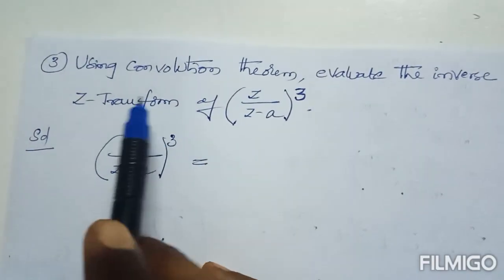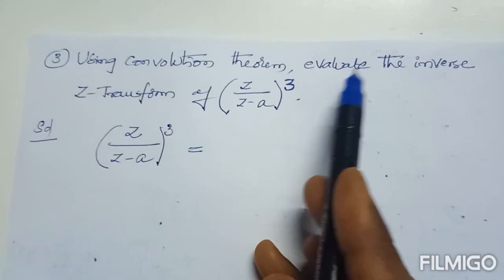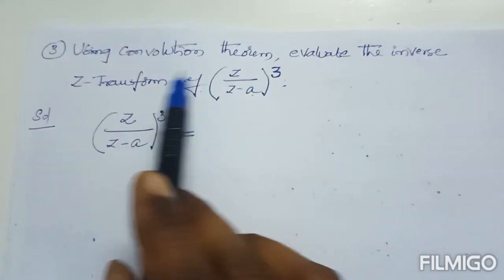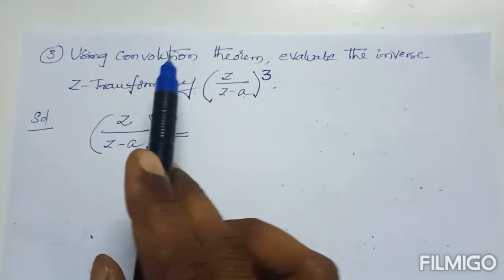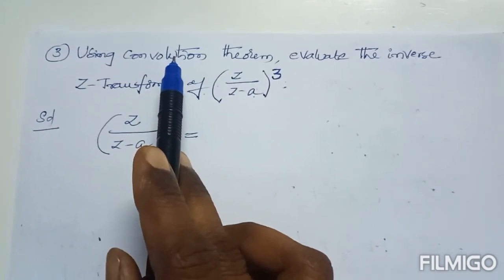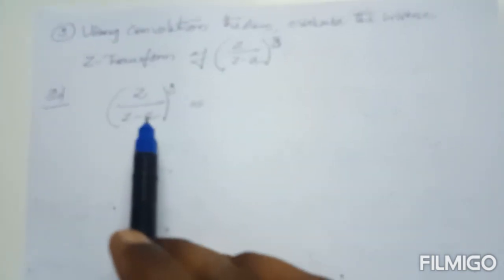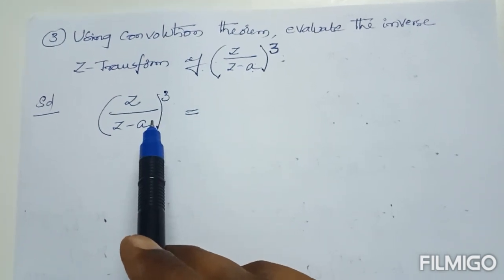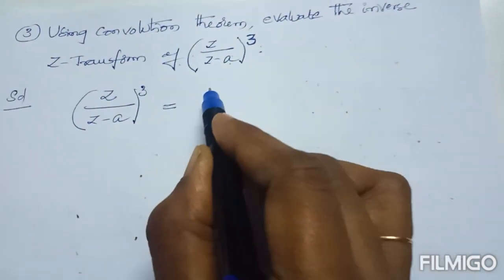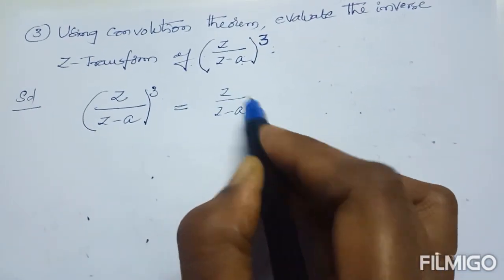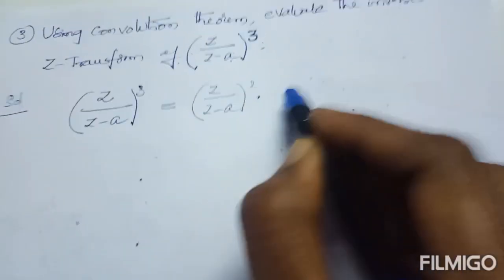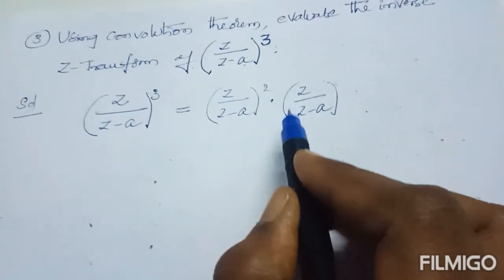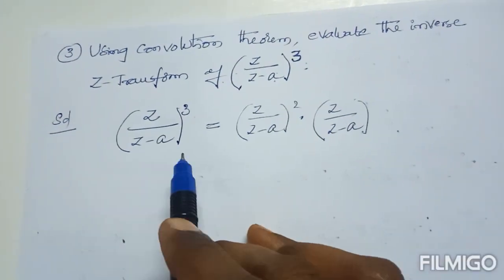Here the next given question is, using convolution theorem, evaluate the inverse z transform of z by z minus a whole cube. To find the inverse z transform of this function, we have to use convolution theorem. This is the condition given in the question. So first take the function z by z minus a whole cube. Now split this as a product of two functions: z by z minus a whole square into z by z minus a, which is z by z minus a whole cube.